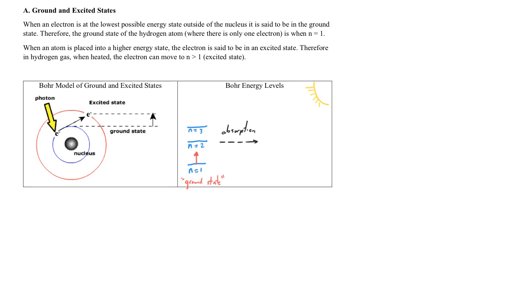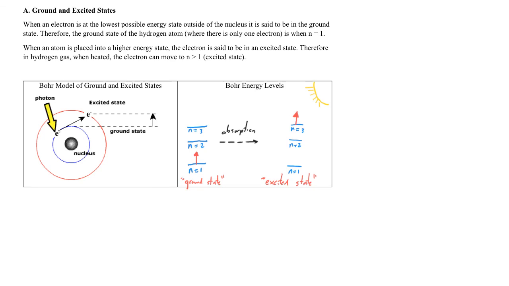So say from n is equal to 1 to n is equal to 3. Now, the energy level that it goes to obviously will depend on the energy of the photon that hit it. So if the photon that I just showed there was in energy equal to the difference between n is equal to 1 to n is equal to 3, we could excite that electron to n is equal to 3. But if the energy of that photon was only the difference between 1 and 2, it would go to the 2 state.